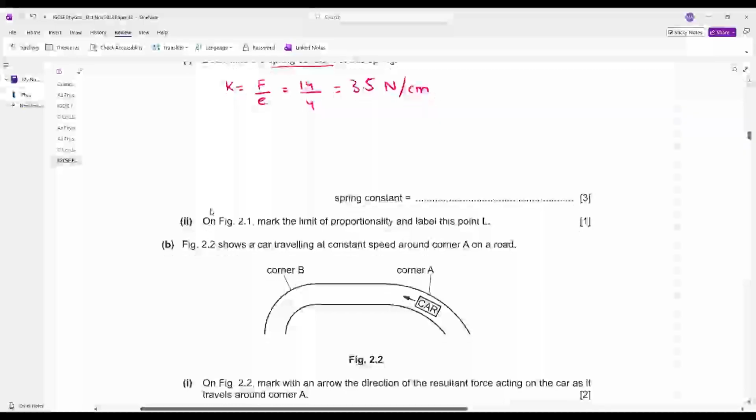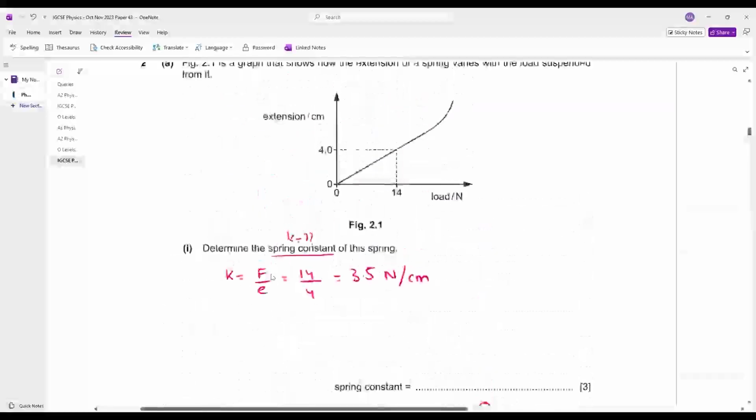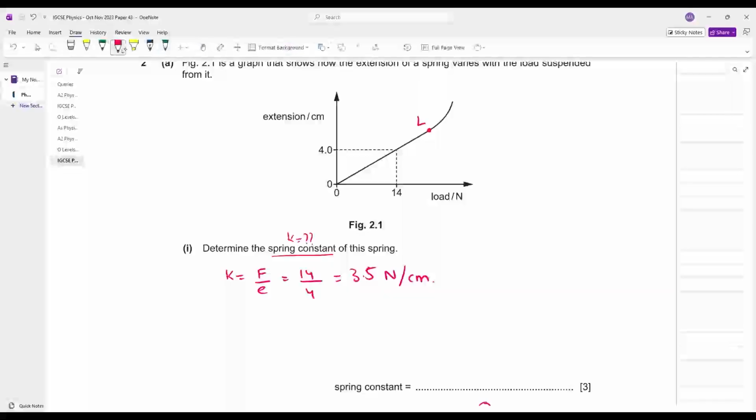Okay. On figure 2.1, mark the limit of proportionality and label this L. Limit of proportionality is the point up till where the force versus extension graph is linear. The force versus extension graph is linear up till this point L. This is your limit of proportionality.